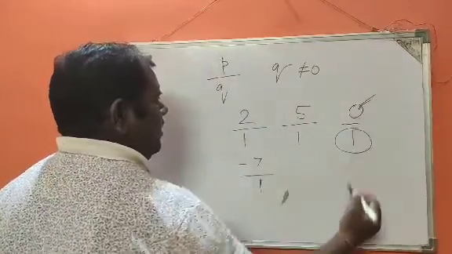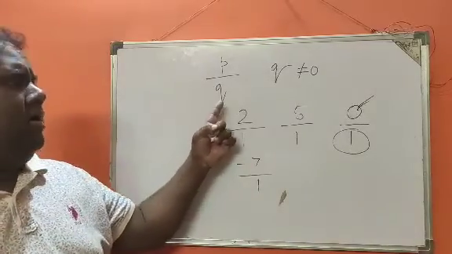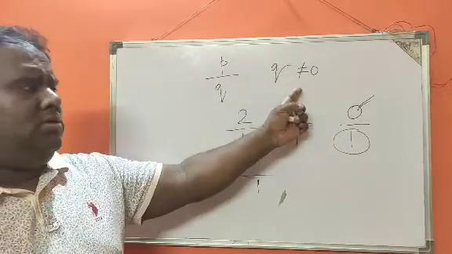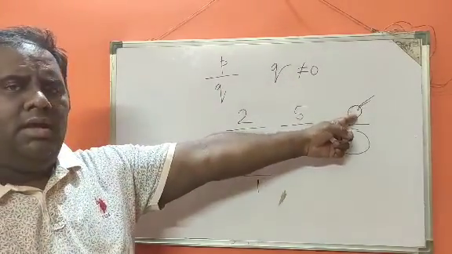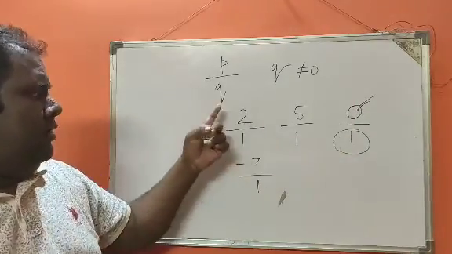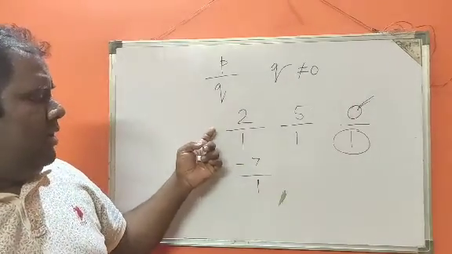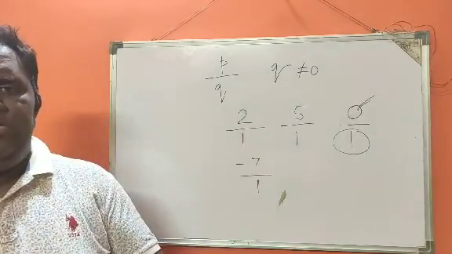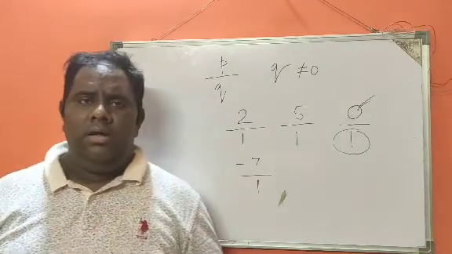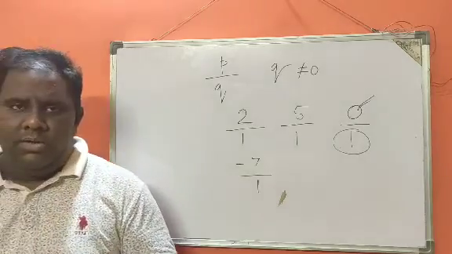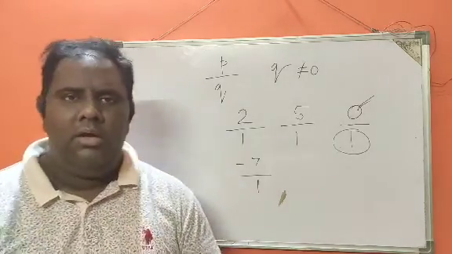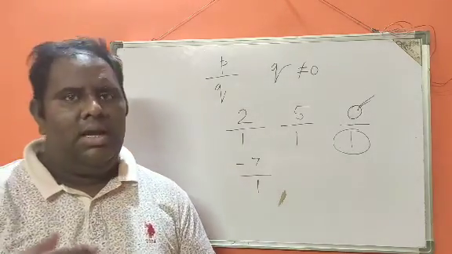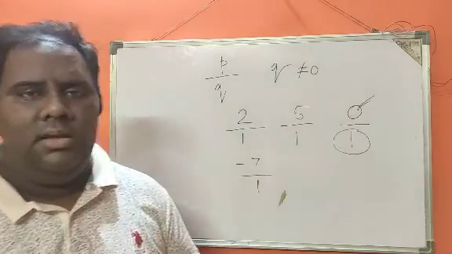P can be 0. Only we have defined that q should not be equal to 0. So 0 is also a rational number. 2 is also a rational number. Minus 7 is also a rational number. Understand? So all the natural numbers, all the whole numbers, all the integers, they are rational numbers.